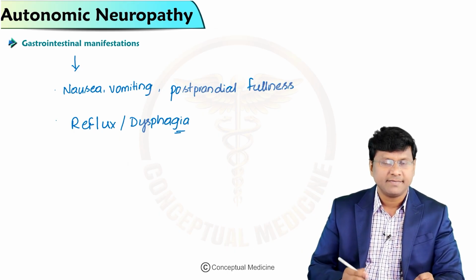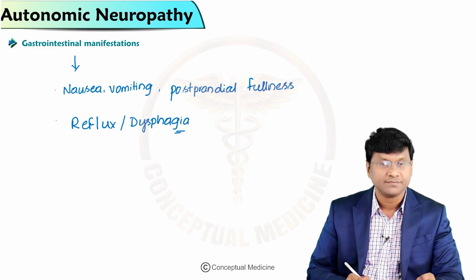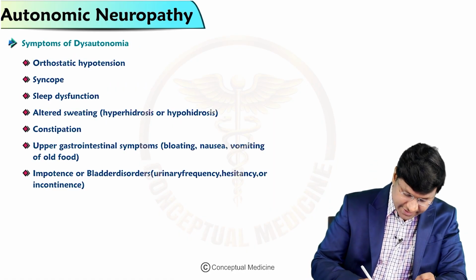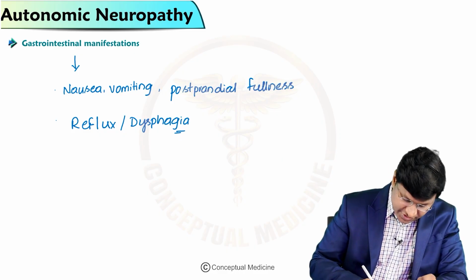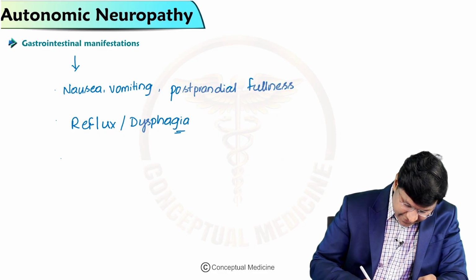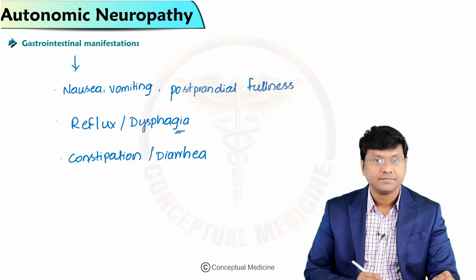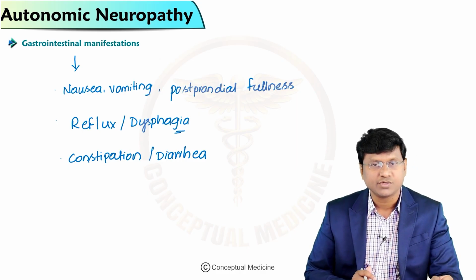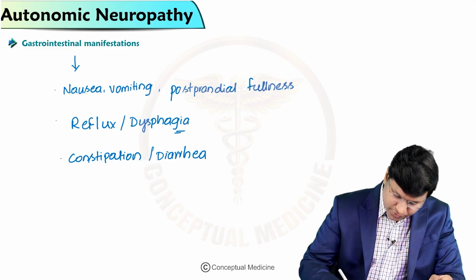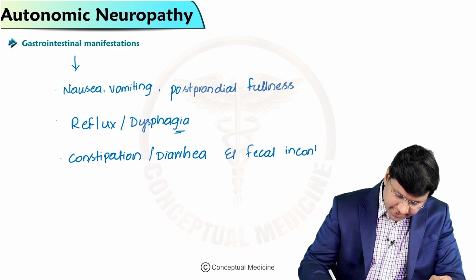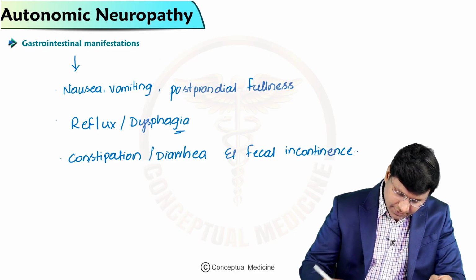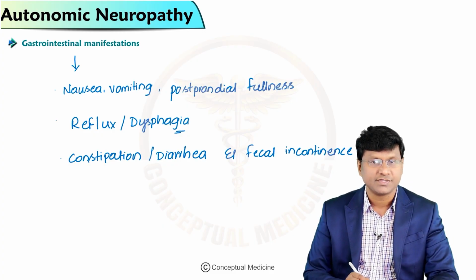Apart from that, the manifestations related to gastrointestinal motility include constipation. The individual will have either constipation or diarrhea. So either of these can be there in case of the autonomic neuropathy. And in certain group of individuals, they also have fecal incontinence. So these are the gastrointestinal manifestations.